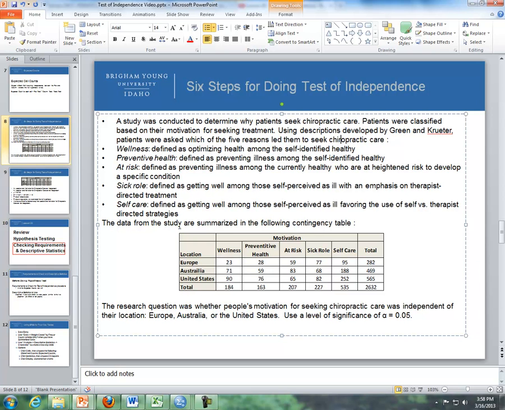So down below here, the data from the study are summarized in the following contingency table. So here we have three different locations: Europe, Australia, and the United States, and five different motivations as are explained up here. Now, the beauty of the test of independence is notice here that we have more than two categories for our row variable and more than two categories for our column variable. So as I mentioned before, two proportion tests, we could not do this, but with the test of independence, we could. So the research question down below here was whether people's motivation for seeking chiropractic care was independent of their location, Europe, Australia, or the United States, using a level of significance of alpha equal to 0.05.